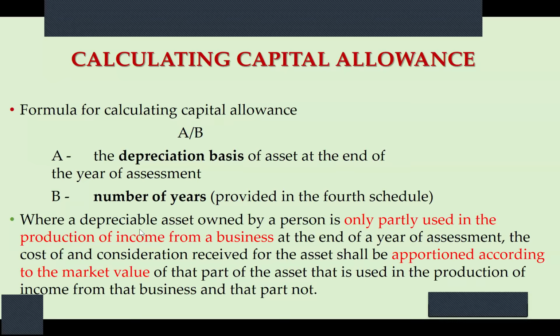So if we are using that depreciable asset only partly in the production of income from a business, at the end of the year of assessment, the cost of and consideration received for the asset shall be apportioned according to the market value of that part of the asset that is used in the production of business income, and that part not. That means sometimes in the practical scenario, there are some assets. Suppose it is a vehicle. So we are using that vehicle for the transportation of manufactured products, and it is liable. And sometimes we are using that vehicle for another business. So then we have to consider the apportioned amount as a deduction.